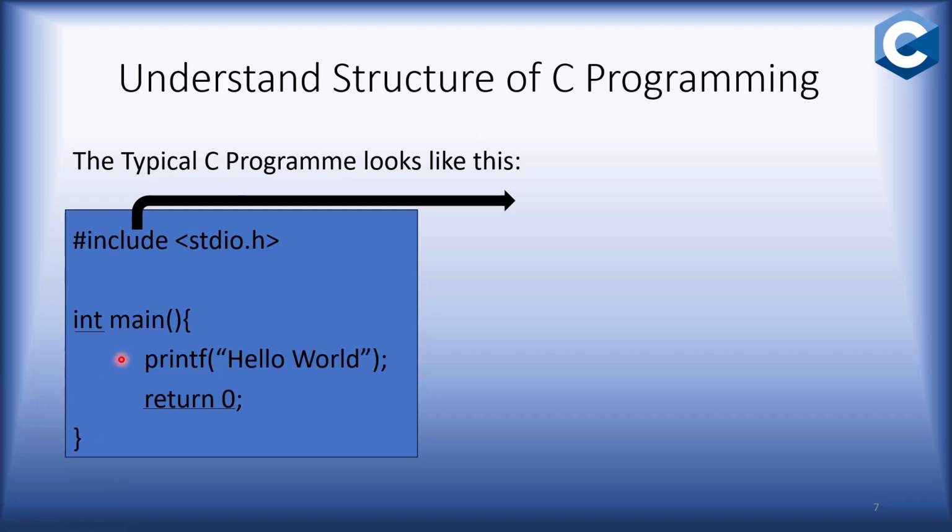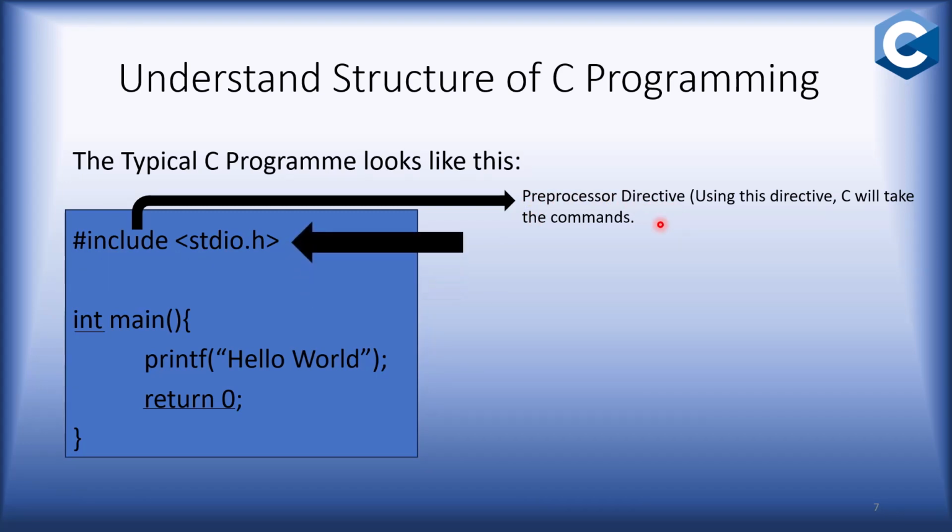So now to begin with, #include. This is called a preprocessor directive. We will talk about preprocessor directives later in this part 1 of the course. Then we have the header file. A header file is a file which already contains code, which will help to compile our code.